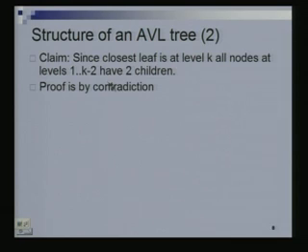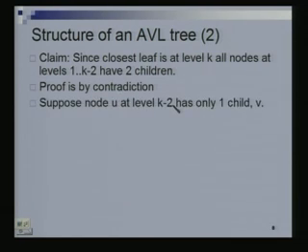So let us prove this by contradiction. So what do we want to contradict? Let us take some node at level k minus 2 which has only one child, right? This is the picture. I have a node u at level k minus 2, it has only one child, which is at level k minus 1, right? I have shown a node at level k minus 2, but the same argument would apply to any node at levels 1 through k minus 2.